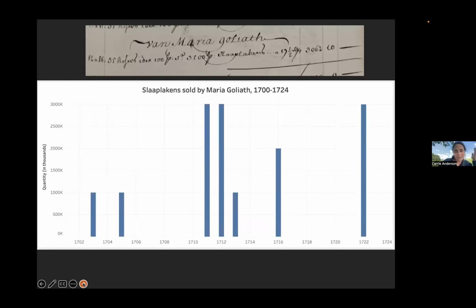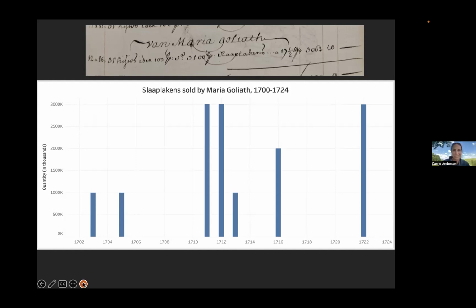And then on top of that, you start to see the same names over and over again. So this woman, Maria Joliet, seems to have had some kind of a contract with the West India Company, because you see her over and over again providing slaaplakens to the company. So in any event, these are just some of the questions that these data and this research have generated, certainly not answers.